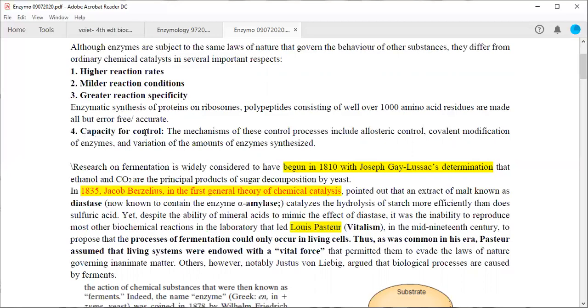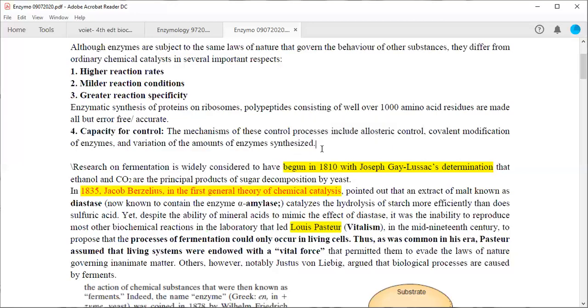Also there is capacity for control. These enzymes are able to regulate their synthesis or degradation within the cell. The mechanisms of these control processes include allosteric control and covalent modifications. Among covalent modifications, phosphorylation and dephosphorylation is the best known way, but some other enzymes undergo glycosylation, for example, addition of glucose residues or some other groups, so that they can be covalently modified. So, allosteric regulation, covalent modification of enzymes, and variation in the amount of enzyme synthesized.